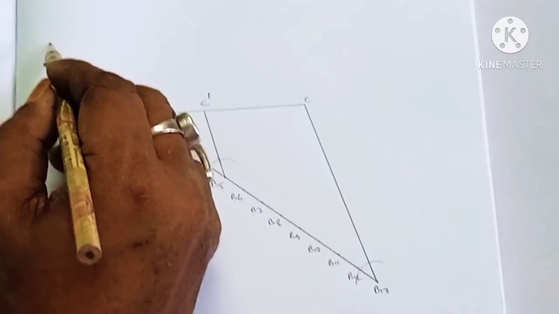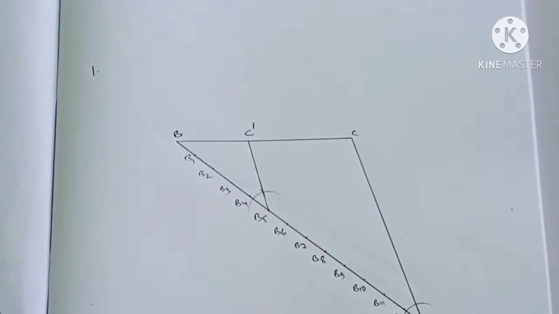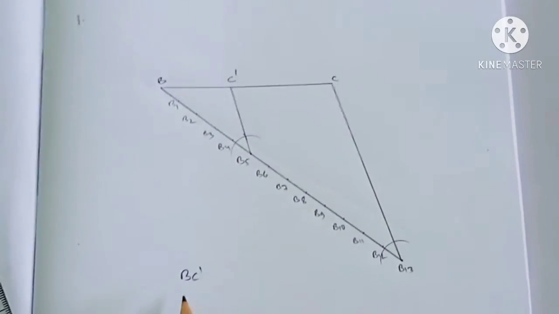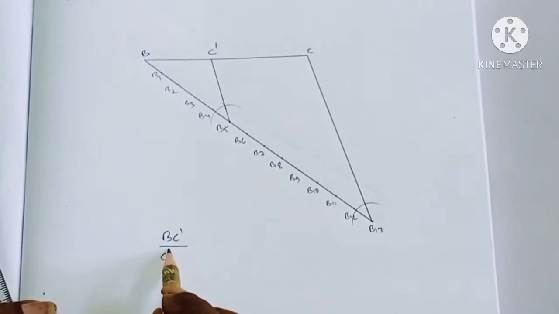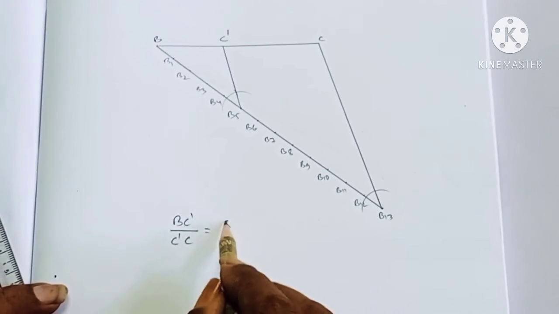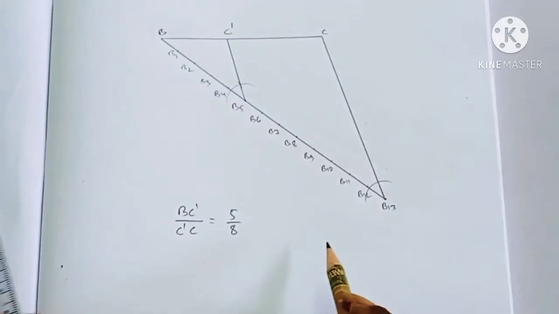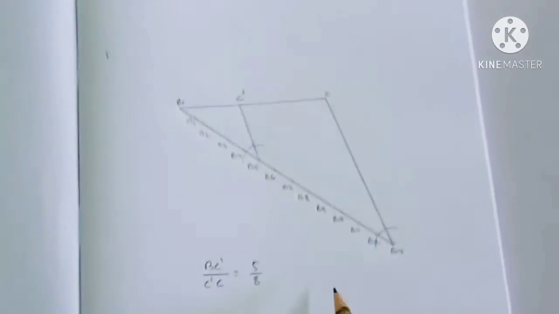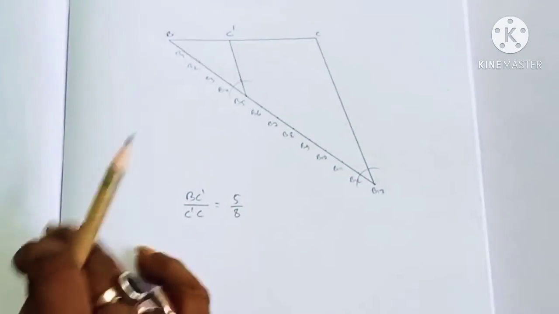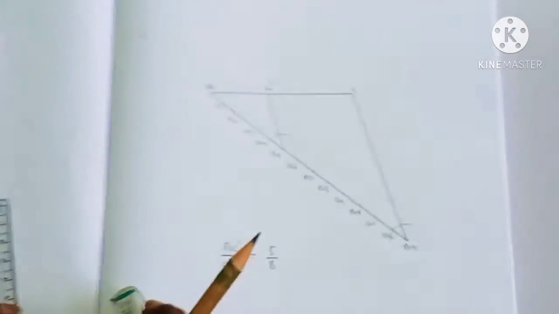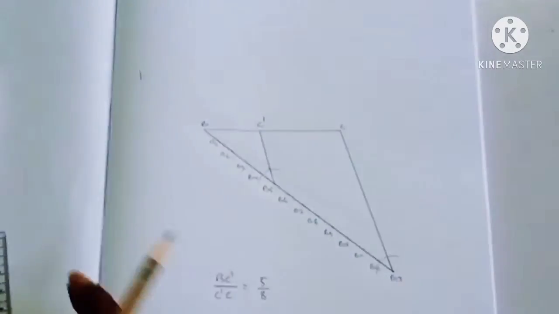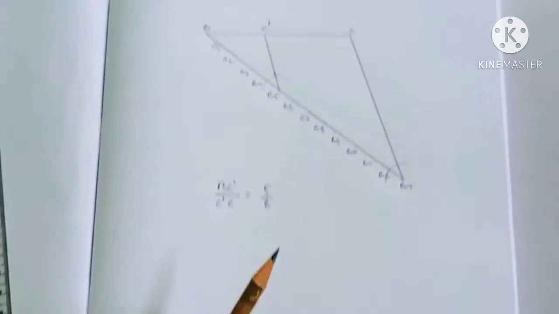So this is question number 1. Here BC dash by C dash C is equal to 5:8. This is the construction. Now the steps of construction you will have to write, because it is necessary to write the steps of construction.